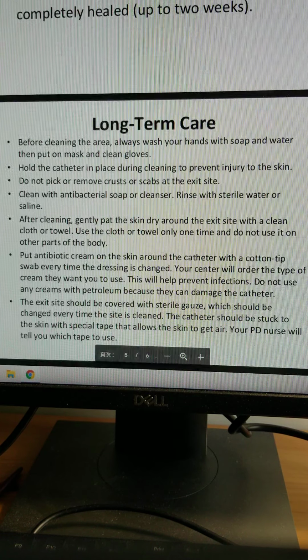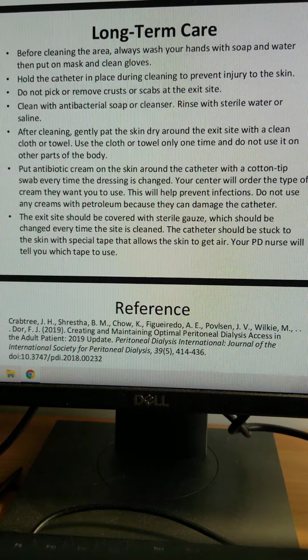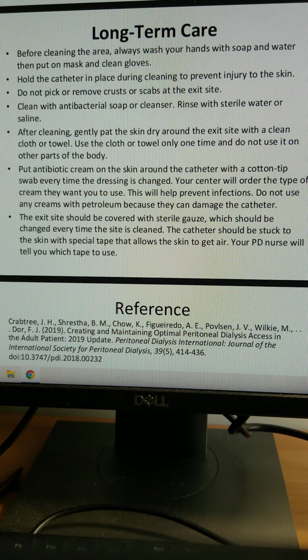Long-term care. The PD nurse will teach you how to keep your exit site and the catheter clean. Keeping this area clean will lower the chance of skin infection, as well as infection inside the belly, which we call peritonitis. If you get peritonitis, it must be treated right away.